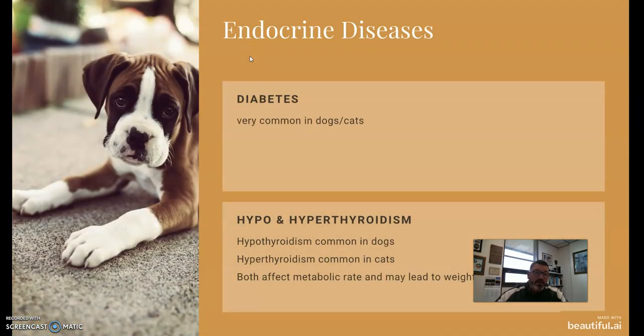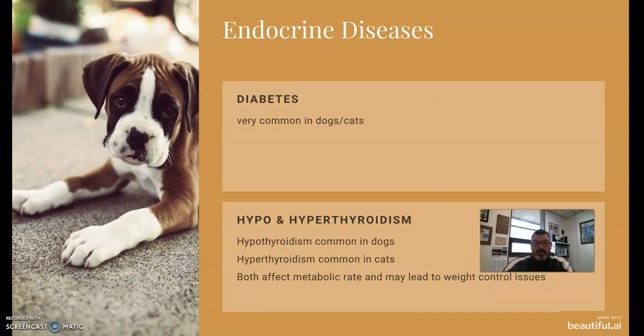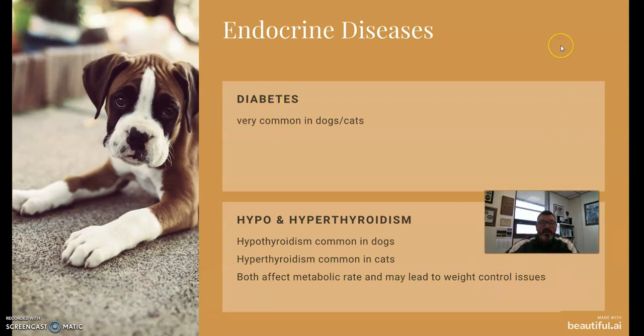Of course, there are endocrine diseases that we have to worry about. Diabetes is actually quite common in dogs and cats, and so there are occasions where you would have to check glucose levels in dogs and cats, just like humans have to do. Also, we deal with weight control problems in both dogs and cats, and it's either caused by hypothyroidism or hyperthyroidism, so either underactivity or overactivity of the thyroid, because both of them affect the metabolic rate and could lead to different weight control type problems.